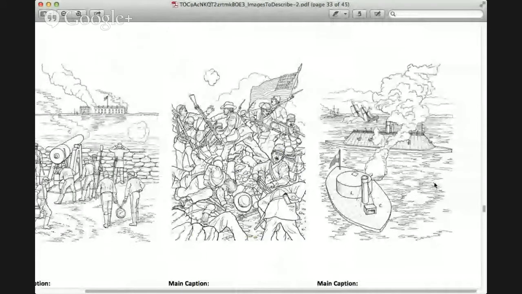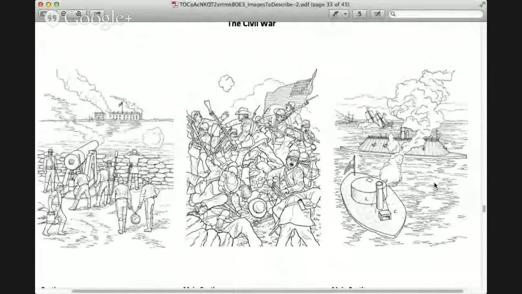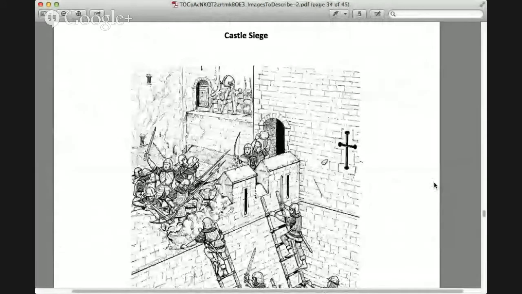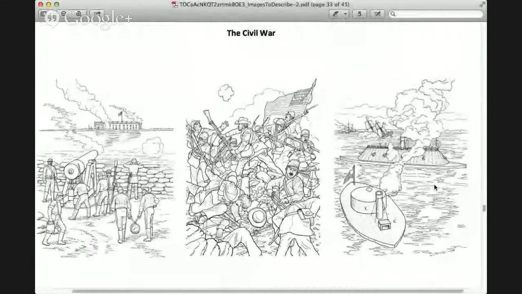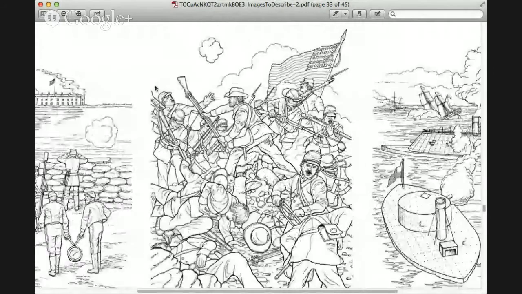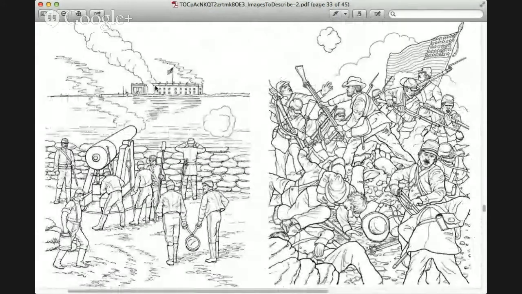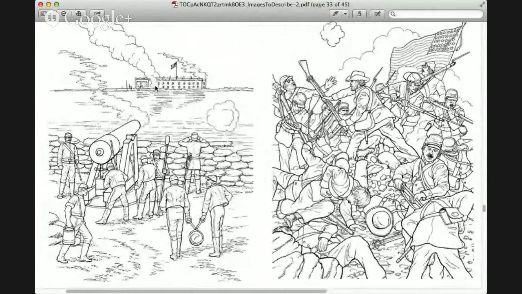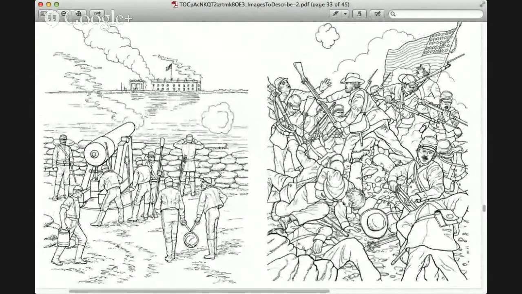Okay. Ooh, the Civil War or the castle. Which one? Let's do Civil War. There's three, but I'm just going to go close up on two so you can see them better. So it's called Civil War. What do you see? I see the cannon, and there may be soldiers attacking the fort. Can I say fort to that building?